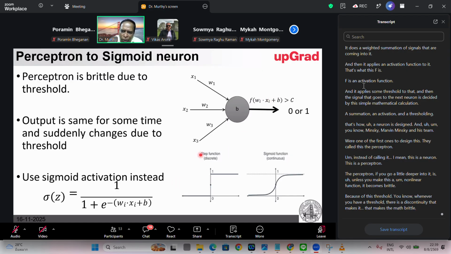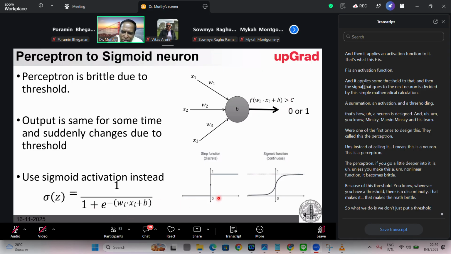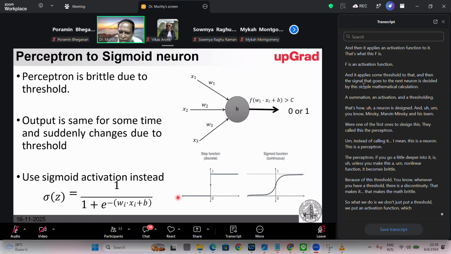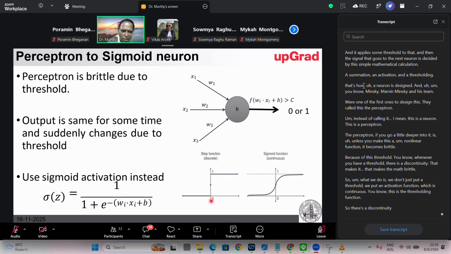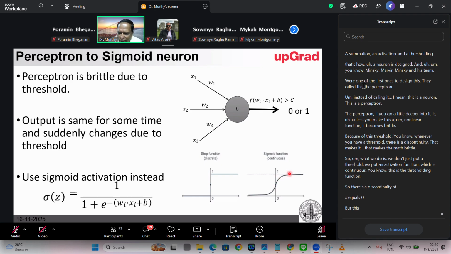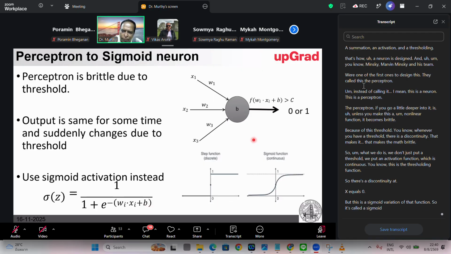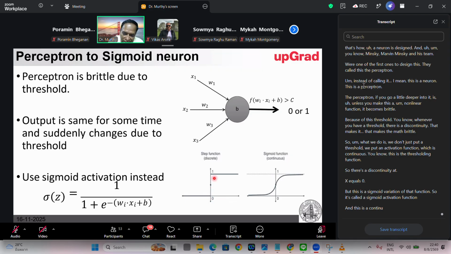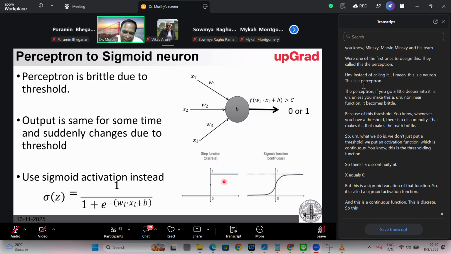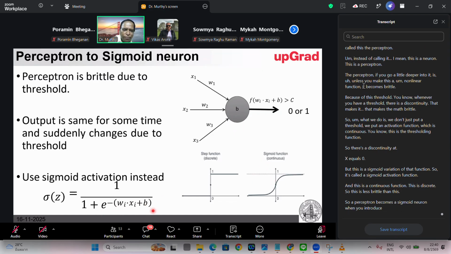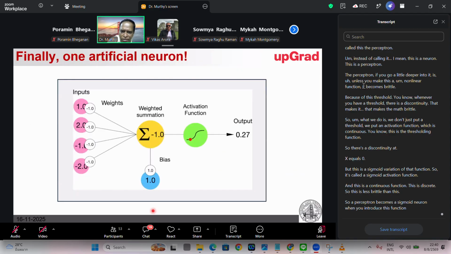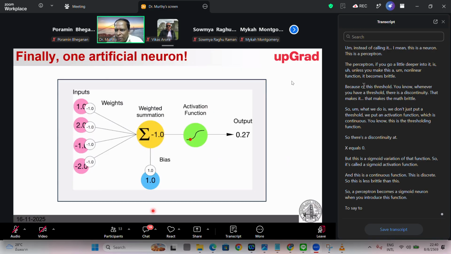So we don't just put a threshold, we put an activation function which is continuous. This is the thresholding function, so there's a discontinuity at x equals 0. But this is a sigmoid variation of that function, so it's called a sigmoid activation function. This is a continuous function, and this is discrete, so this is less brittle. A perceptron becomes a sigmoid neuron when you introduce this function to it. To summarize, and I'll stop with this slide.